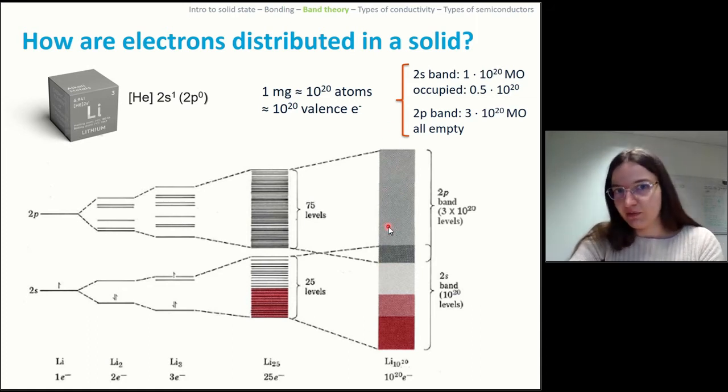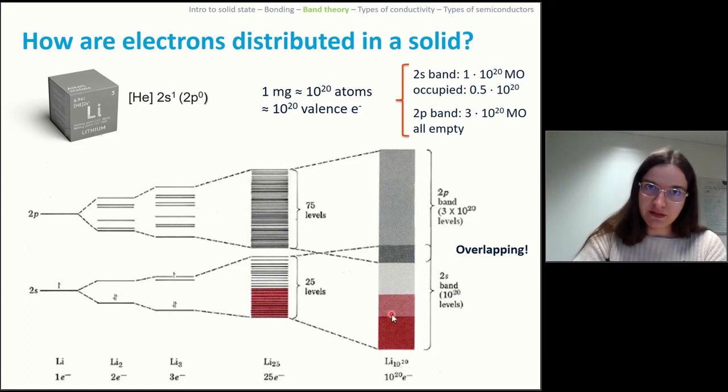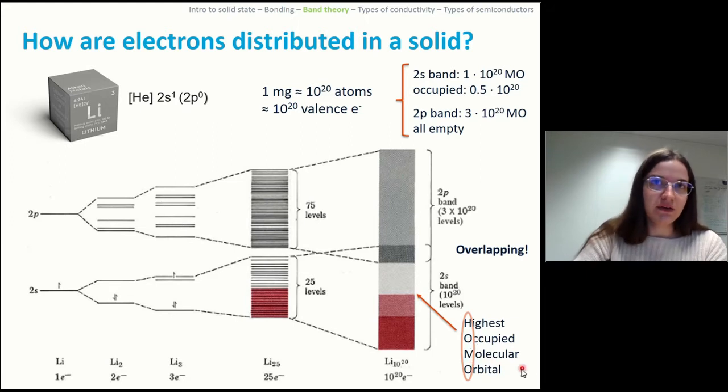So you have 3 times 10 to the 20 2p orbitals in molecular form, and then you have 10 to the 20 molecular orbitals of the s band. You fill half of them, you end up having a huge series of levels. They just go all the way up. This part is full, this part is empty, doesn't matter. The orbitals are overlapping. The last one in this sequence that you have occupied, you could call the highest occupied molecular orbital, also known as the HOMO.